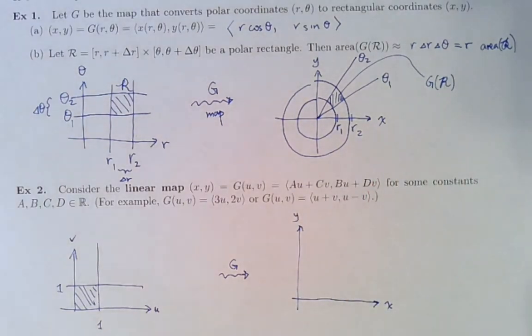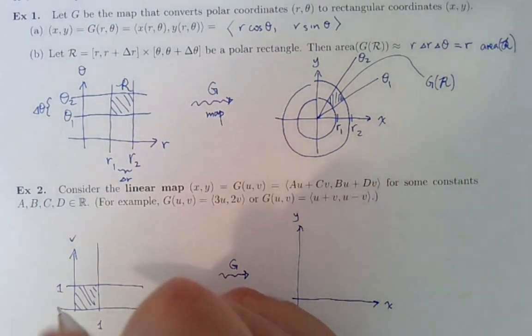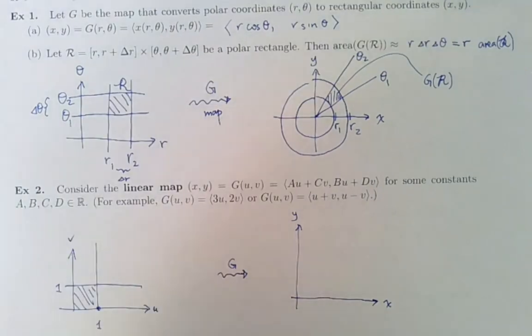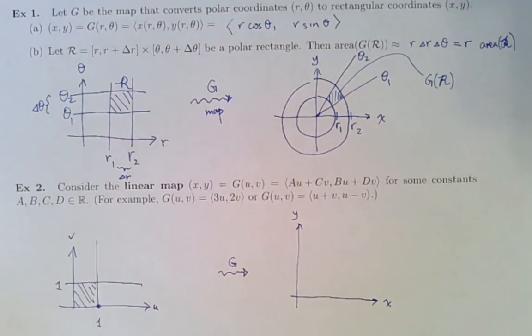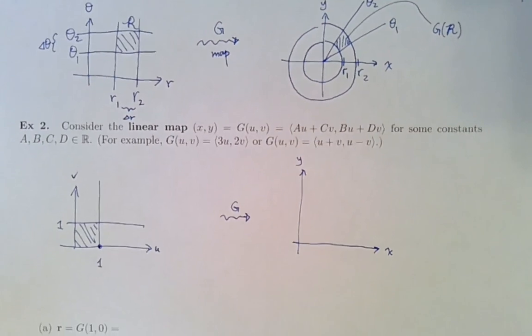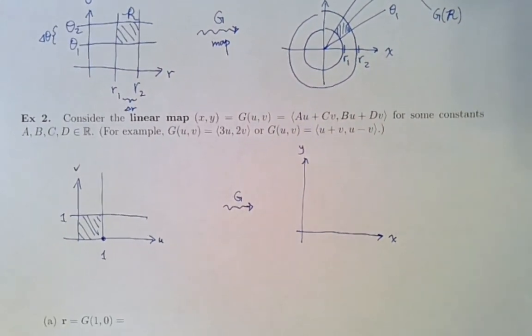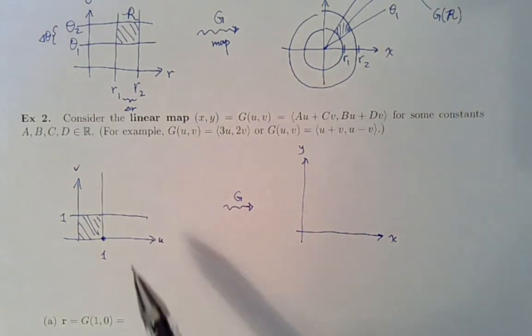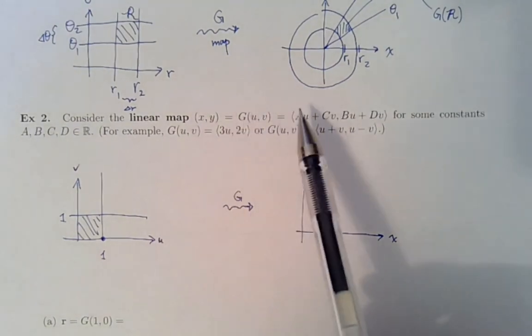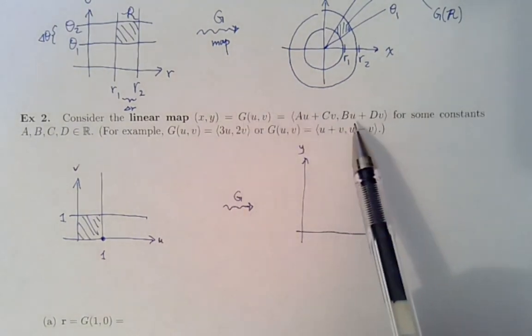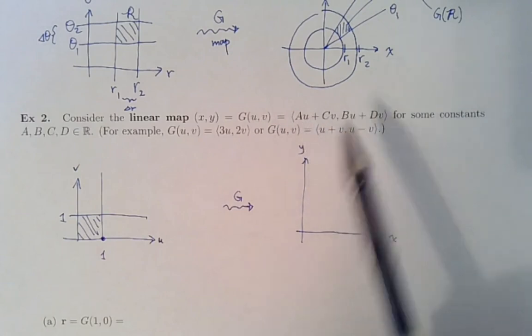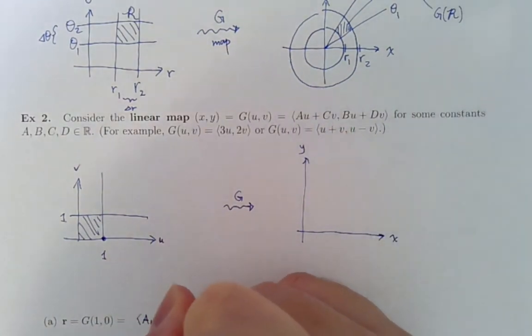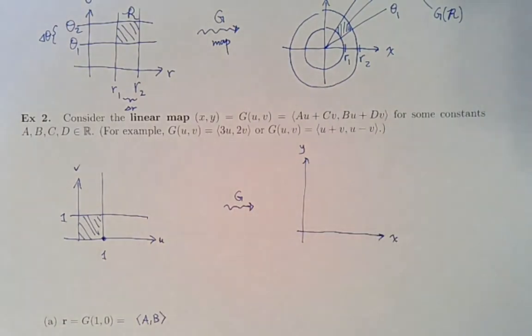So I want to know what happens to this point 1, 0, and that's this question that's below right here. So if I let the vector r be the output of 1, 0, let's calculate 1, 0. So plug it in here. If u is 1 and v is 0, we get a, b. So a, b is some point.